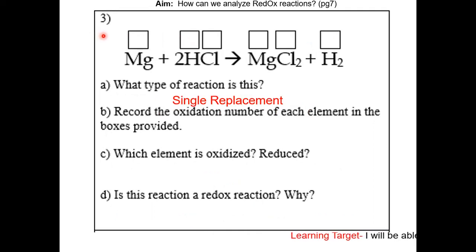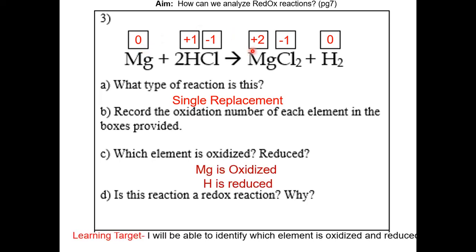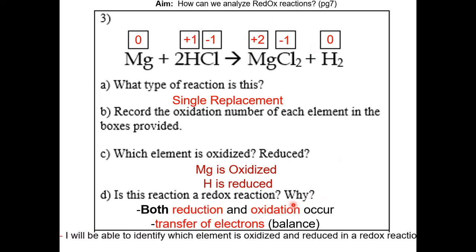If you recall from the previous slides, all single replacement reactions are considered redox reactions. Let's prove it. Let's record the oxidation number of each element. As you can see, magnesium is oxidized in this reaction. It goes from 0 to positive 2, and hydrogen is reduced. It goes from positive 1 to 0. So this is a redox reaction because both reduction and oxidation are occurring in this reaction. There is a transfer of electrons.